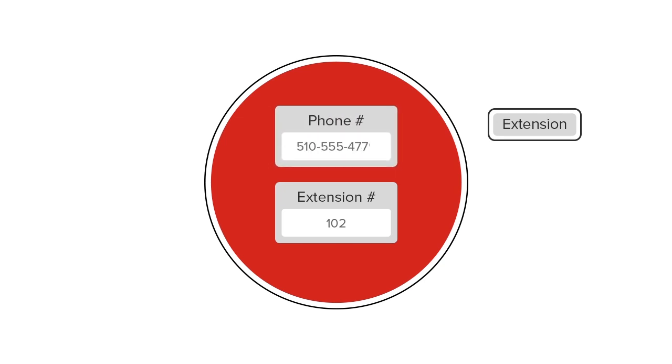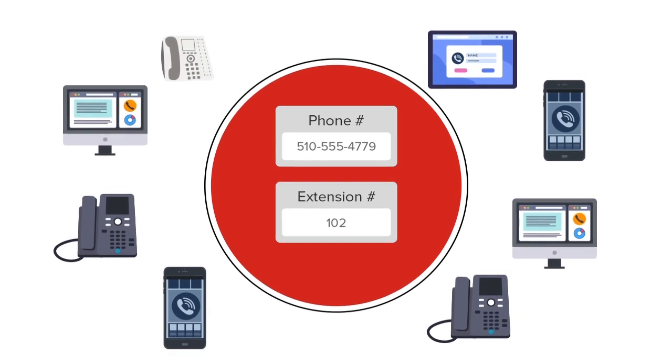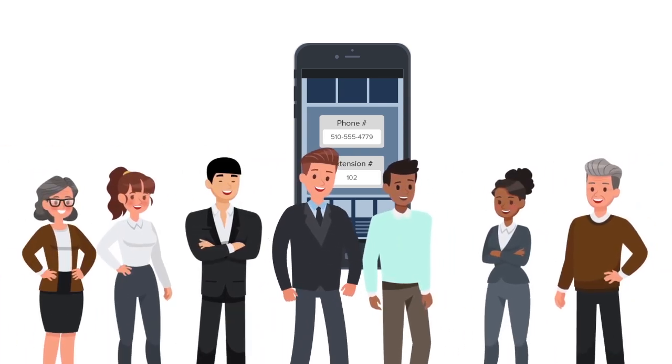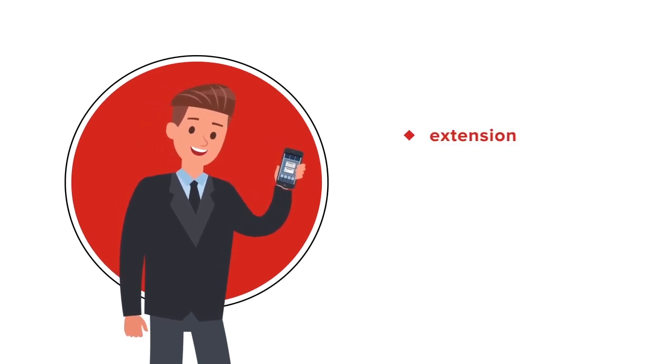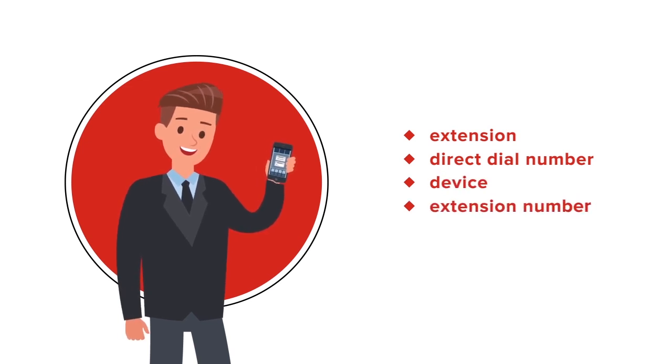The extension is the central concept. Think of it as a thing in the system that will become a phone. An extension number is typically a short number that others in your office can use to call you. A direct dial number is a phone number that anybody can use to call you. A device is the actual phone, a physical phone on your desk, or a software app on your PC or smartphone. A user is a person. For example, John Smith. To add a user, you will create an extension, and then associate to that extension a direct dial number, a device, an extension number, and a user.